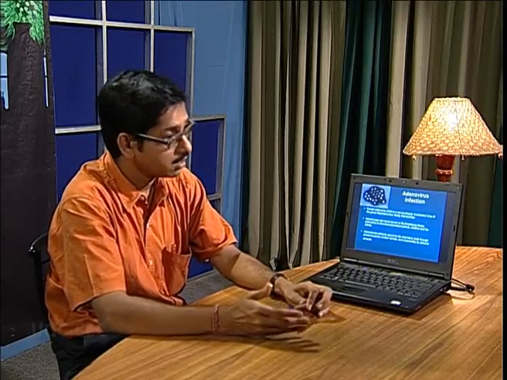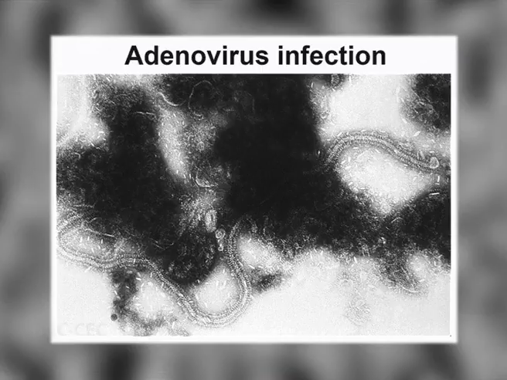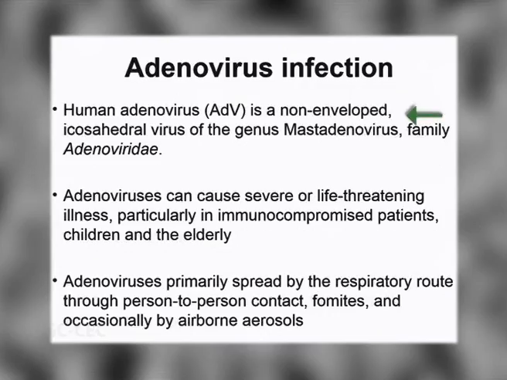Sir, we have heard about acute respiratory diseases caused by airborne viruses. Can you provide us with an overview? Yes, of course. Some respiratory diseases are caused by airborne viruses. One of them is adenovirus infection. We are looking at a scanning electron micrograph of adenoviruses, and human adenoviruses are non-enveloped in nature. They are icosahedral viruses of the family Adenoviridae.